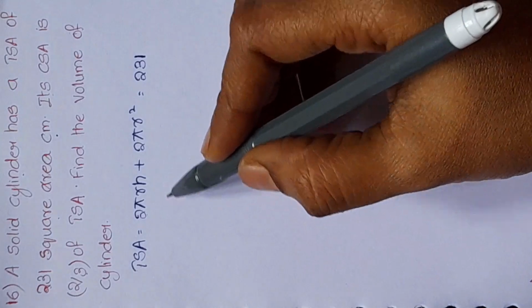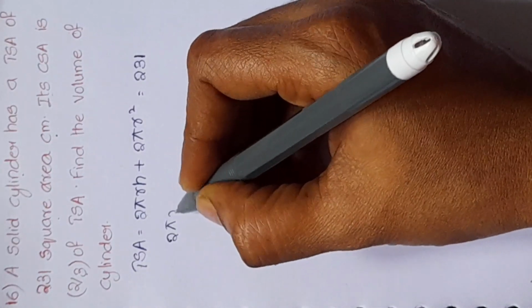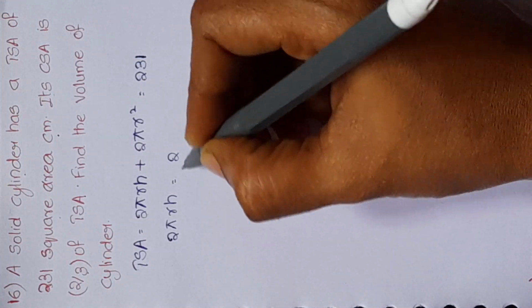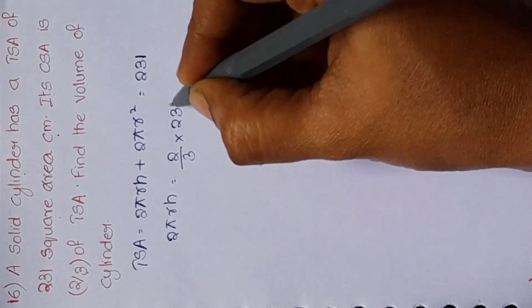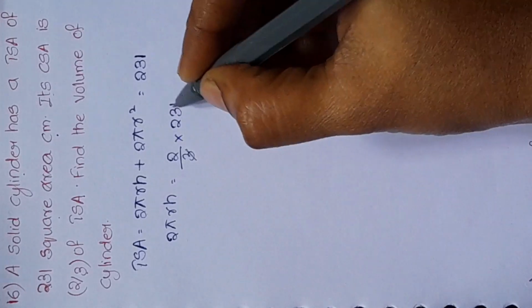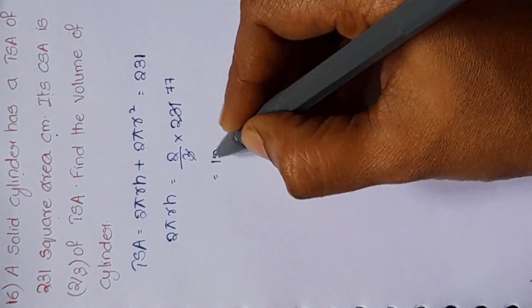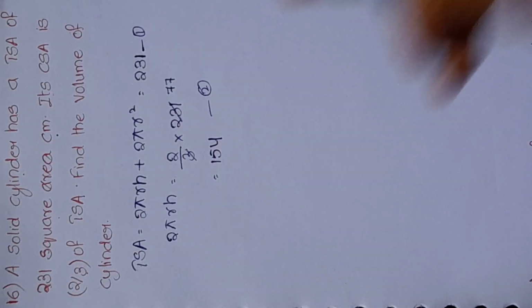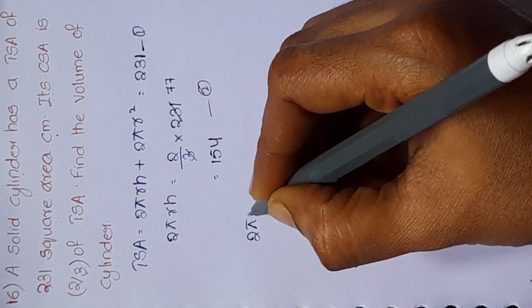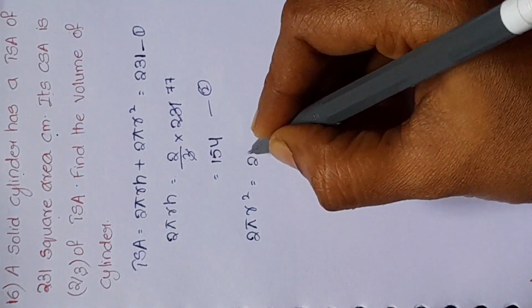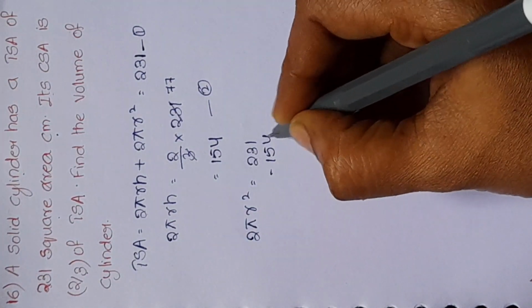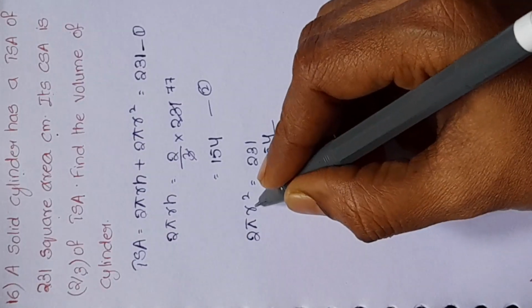But the curved surface area 2 pi r h is given as 2/3 of the total surface area. That is 2 by 3 of 231. 3 ones are 1, 3 sevens are 77, so 2 pi r h, that is the curved surface area, is 154. From 1 and 2 we get 2 pi r square is equal to 231 minus 154, which is equal to 77. So 2 pi r square is 77.